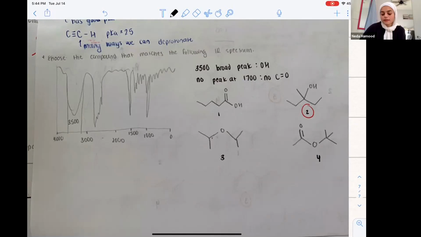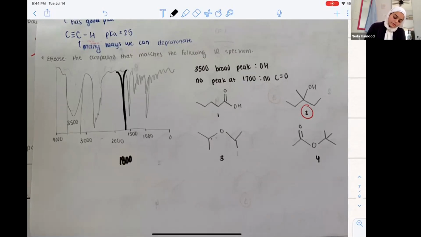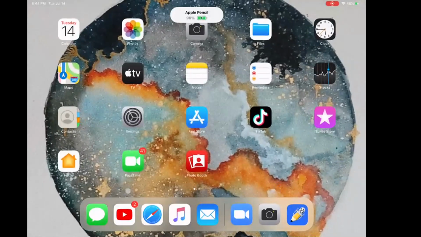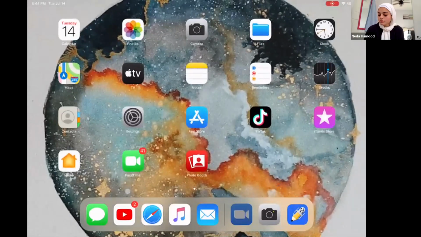It would also be over a little bit, like here. But C double bond O can be from 1800 to 1650. And that's not even 1650. It's right above 1500. Does that make sense? Yeah, thank you. Good at that? Yeah, no problem. So let me go to Zoom.